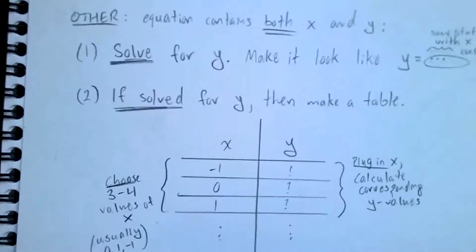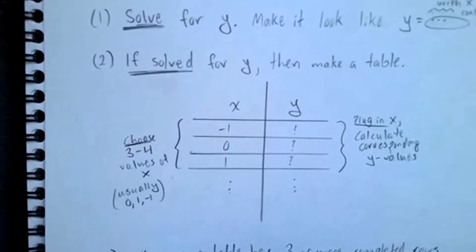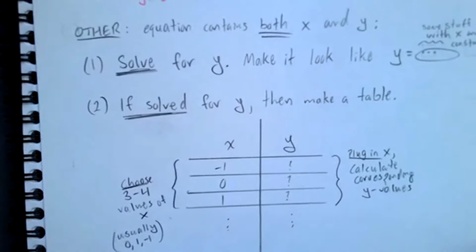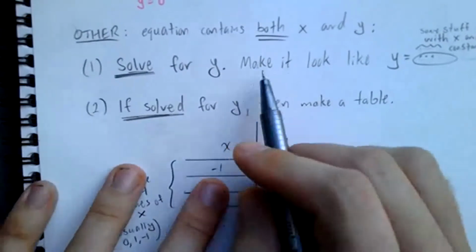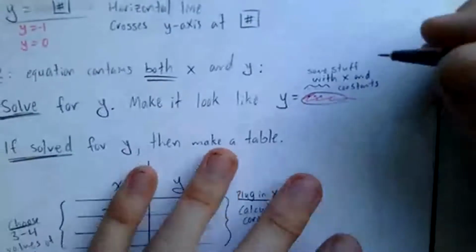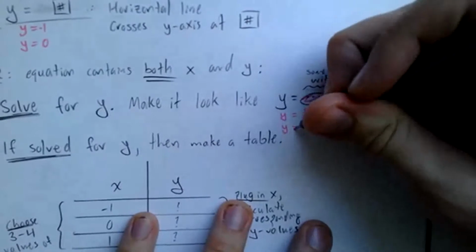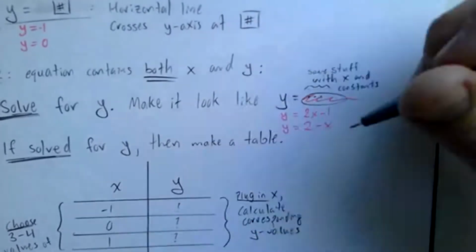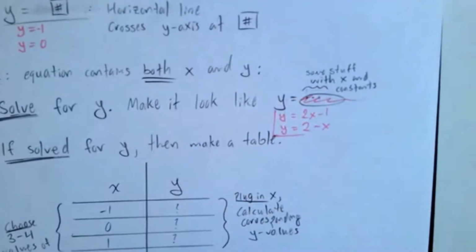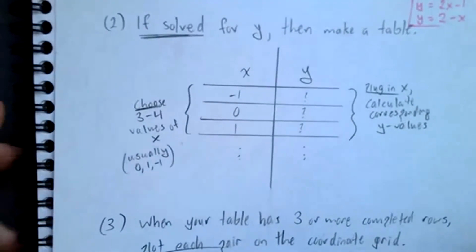So if the equation contains both x and y, here's what you do. First, ensure that your equation is solved for y, and that means you've got y alone on one side. Make it look like y equals some stuff. So in the examples that we did, we had something like y equals 2x minus 1. We also had something like y equals 2 minus x. So this is an example of a solved for y equation. Once you do that, make a table.